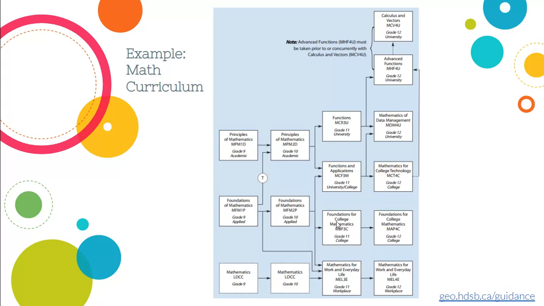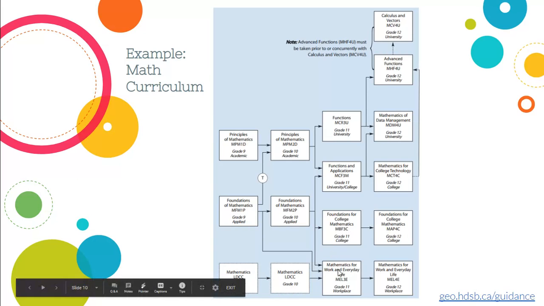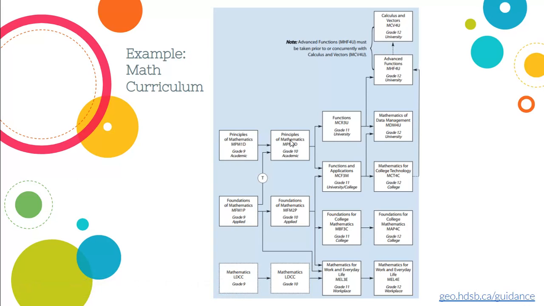That is one option. However, another option would be the grade 11 college level foundations for college mathematics, a grade 11 college pathway math course. The other option would be the workplace math course as well, mathematics for work and everyday life, MEL3E. For those students who were in academic in grade 9 or ended up in academic in grade 10, your options include the grade 11 university pathway functions course, MCR3U, as you can see at the top of the third column here. This course would certainly be required for anyone attempting to go to a post-secondary program for sciences, engineering, health sciences, perhaps even business, these sorts of programs.